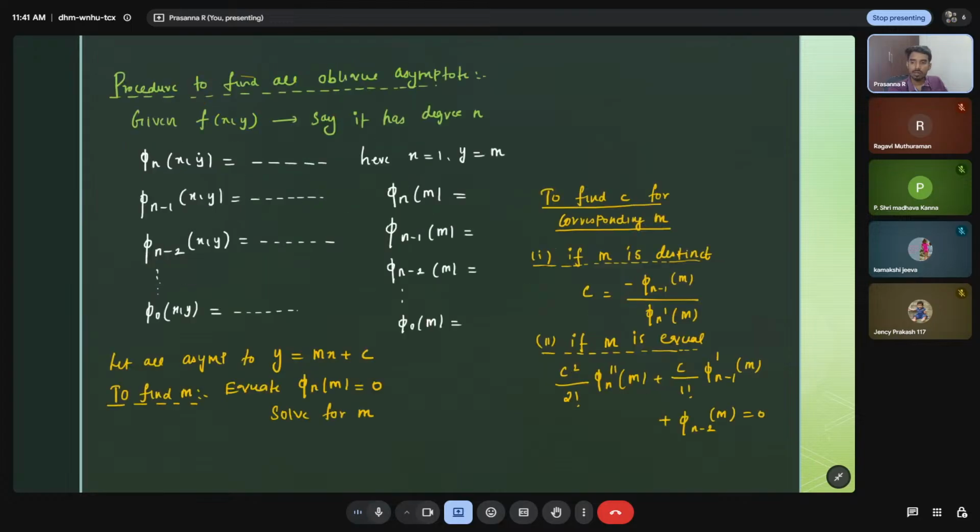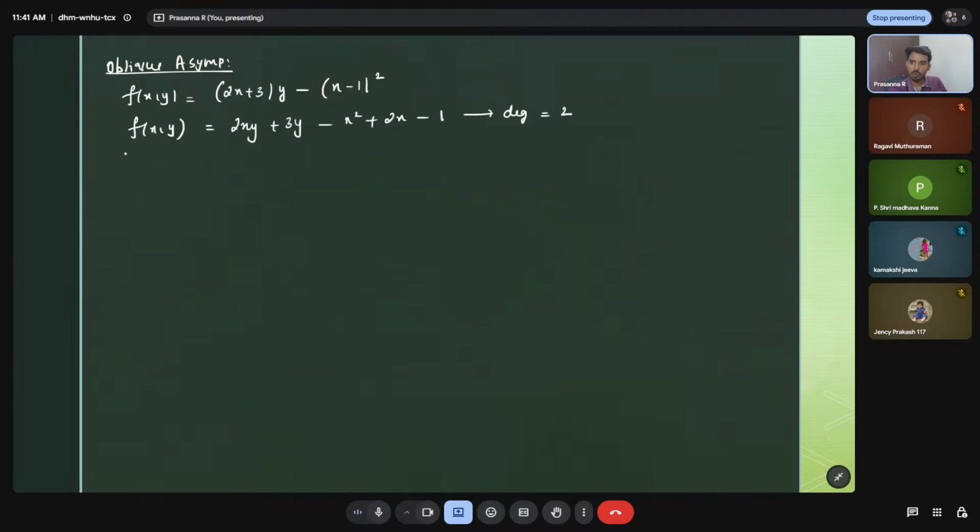Now we need to collect what? Degree n, degree n minus 1, degree n minus 2, and so on. So we will find phi 2 of x comma y. You collect all degree 2 terms: 2xy minus x square. These two are degree 2 terms. Now you collect all degree 1 terms, phi 1 of x comma y, which is 3y plus 2x, and then you collect the constant term. The constant term is nothing but minus 1.